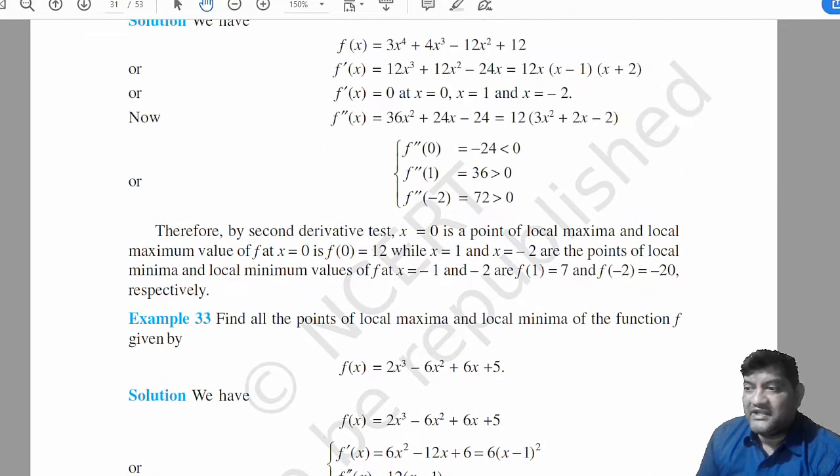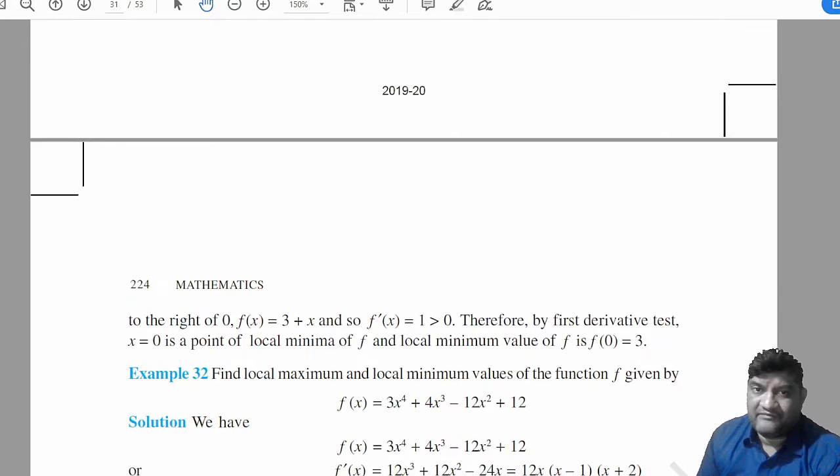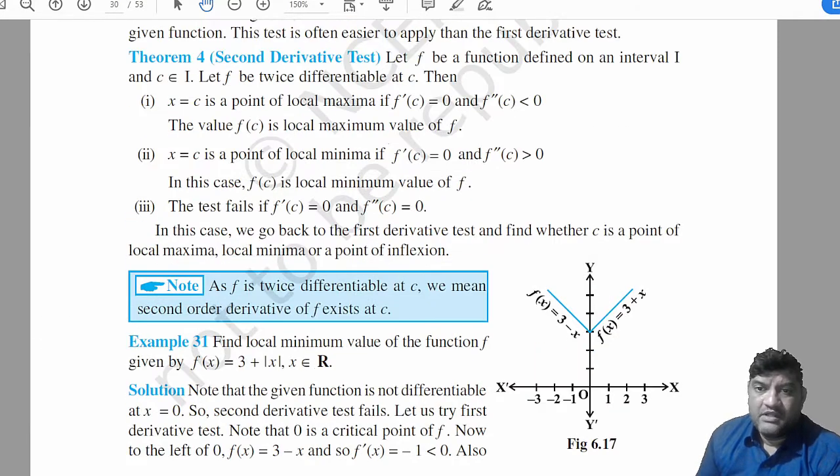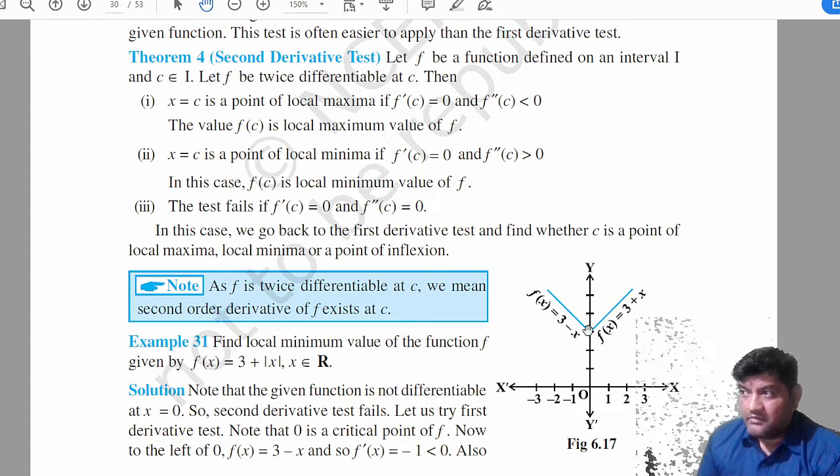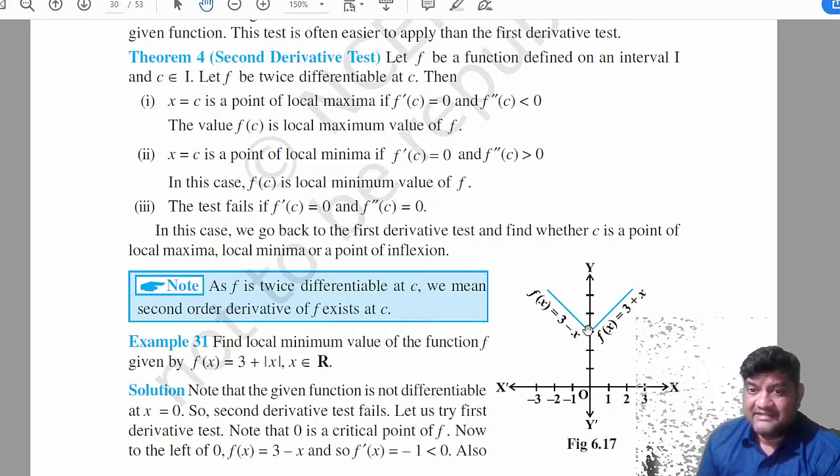Basically, when d square y by dx square is equal to 0, that's your point of inflection. That's all. Some questions involve a modulus function. You need to know how the modulus function looks, and this is the minimum point of the modulus function. The questions asked in your MCQ paper are mostly conceptual.